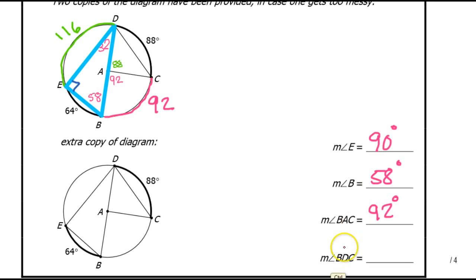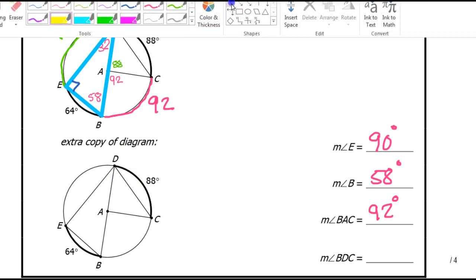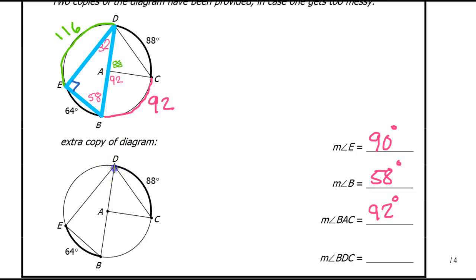Okay, how about the measure of angle BDC? All right, BDC. Okay, that is one of those angles that I didn't find yet. So I guess I am going to have to do it. I think I will do this on the other picture, which is less cluttered. So guys, focus your eyes on this triangle right here. All right, I've got this triangle happening.